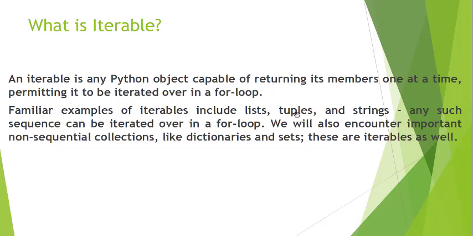Now we call set, list, and tuple all iterable because we can get one element at a time in a for loop and just go through the whole thing in a loop. That's why we call them iterable.